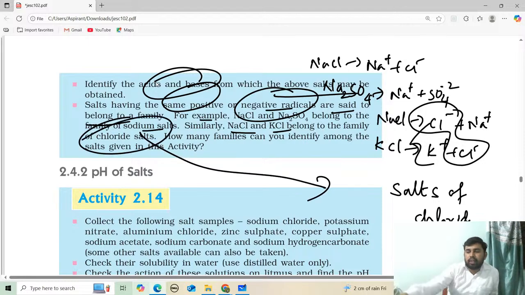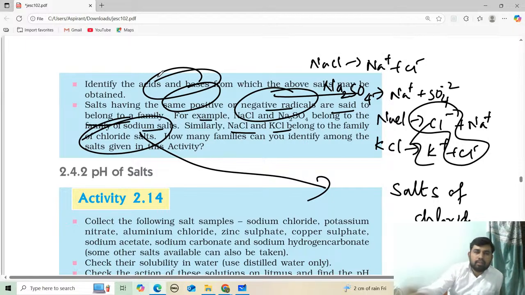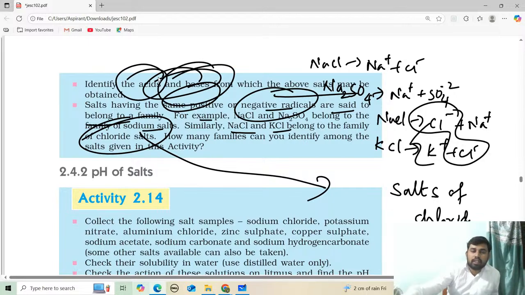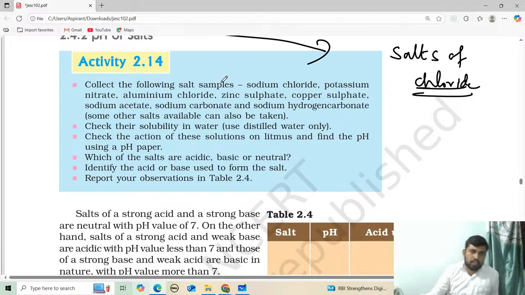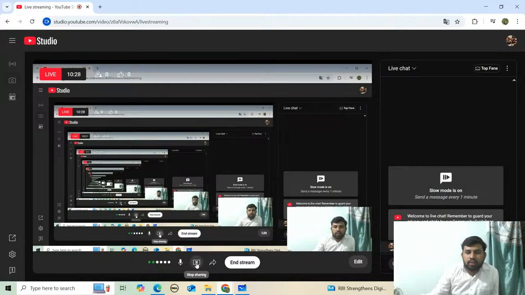Now, pH of salt. They are asking you to find out what are the acids and what are the bases that form these salts. What is the story behind this? Because whatever salt we get, we need to find it out. They asked people to find the pH. The next concept is finding the pH of salts. The pH of salts depends upon what kind of acids and what kind of bases are used. See, next concept is what, sir?